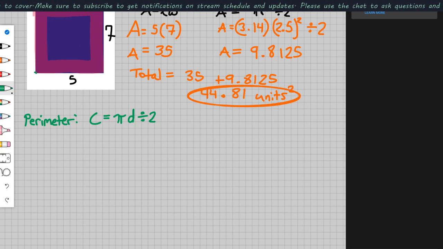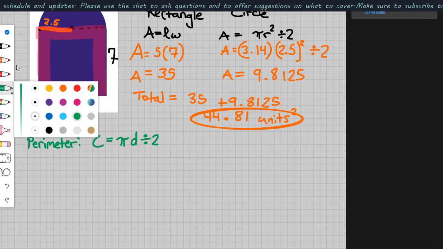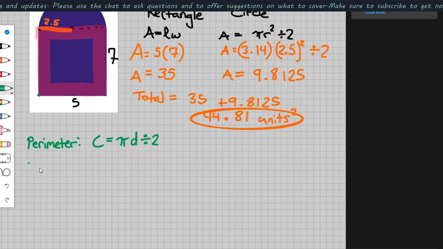So the diameter was actually already given to us. So if this is 5, this is 5 as well. Oh, you can't see that. I'm sorry. This is 5 as well because it's a rectangle, so the sides are congruent. So we're going to have pi, the diameter was 5, and at the very end we're going to divide by 2.